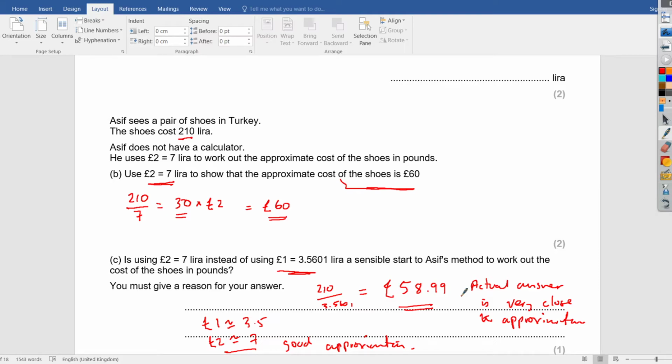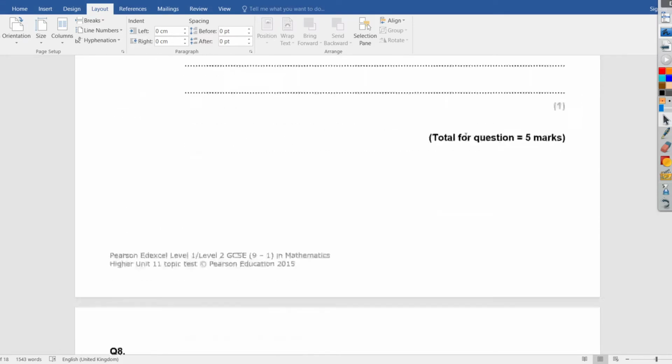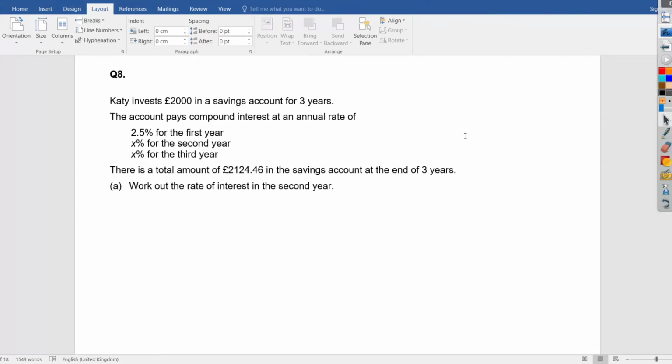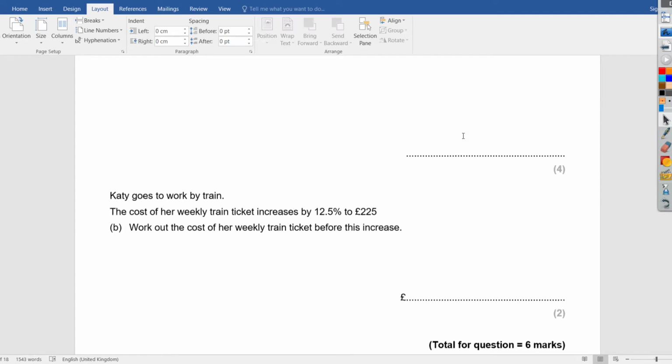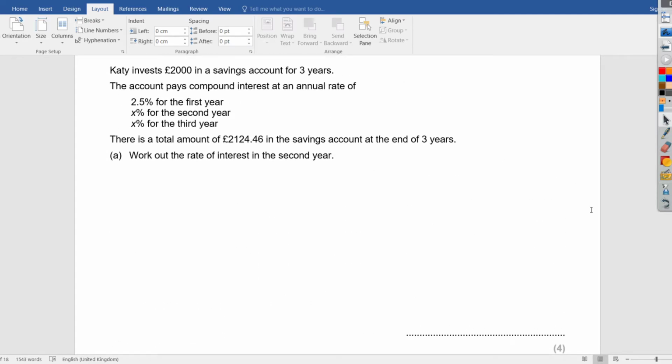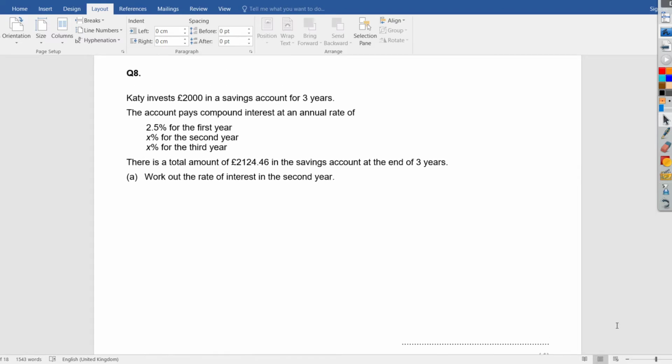Okay, let's have a look at the next one. Clear this, scroll down. Question 8 is worth 6 marks in total. Let's make this a bit smaller. We'll stick with that. Have a quick read, pause it if you want to, and have a go.